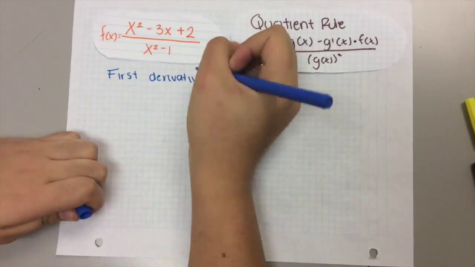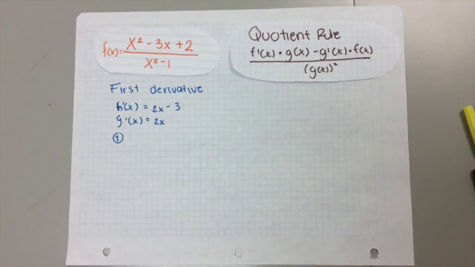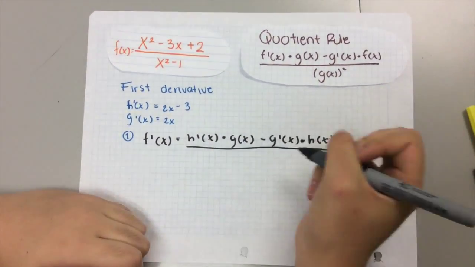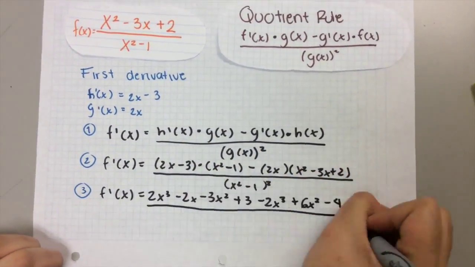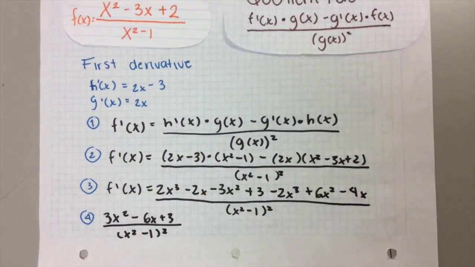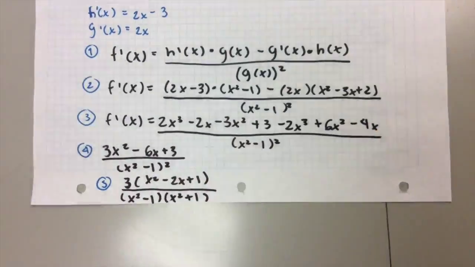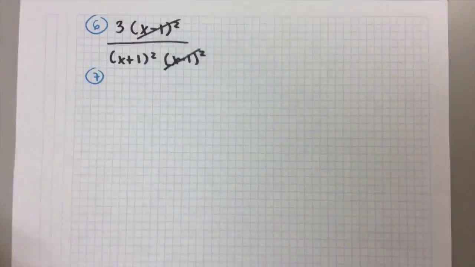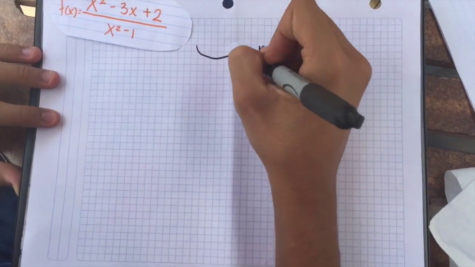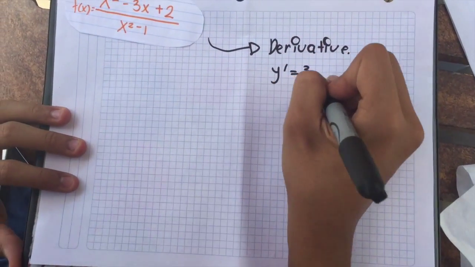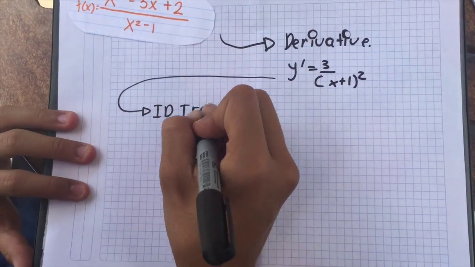To get the first derivative of the function, first we use the quotient rule. Then, we solve it and simplify it to get 3x squared minus 6x plus 3 over x squared minus 1, all squared. After that, we factorize and simplify it again. So, the result of the first derivative is f prime of x equals 3 over x plus 1, with the square on the denominator only.